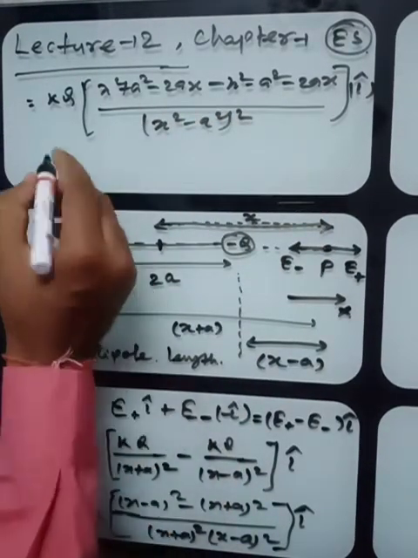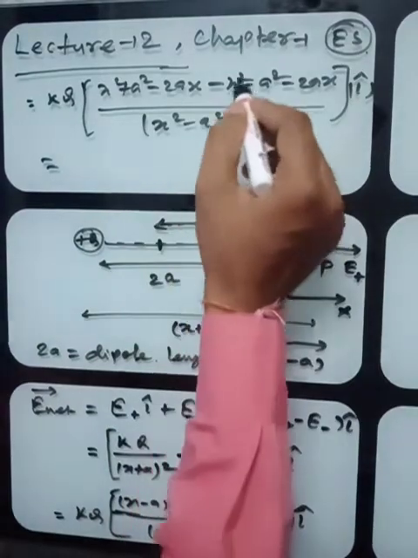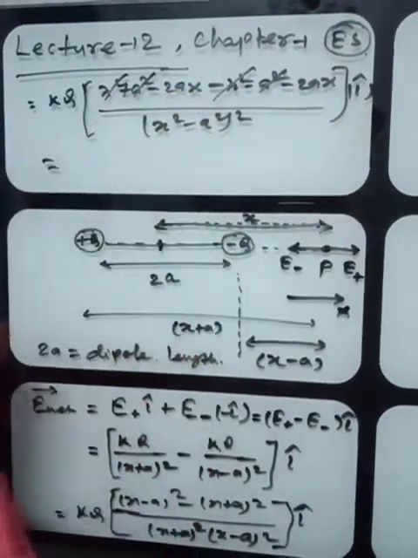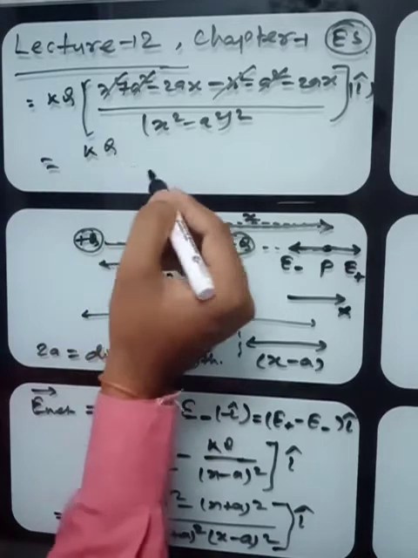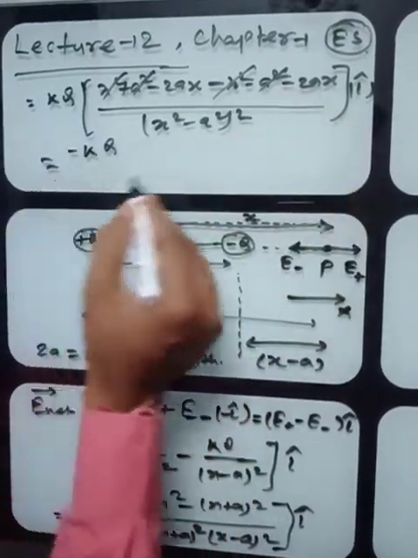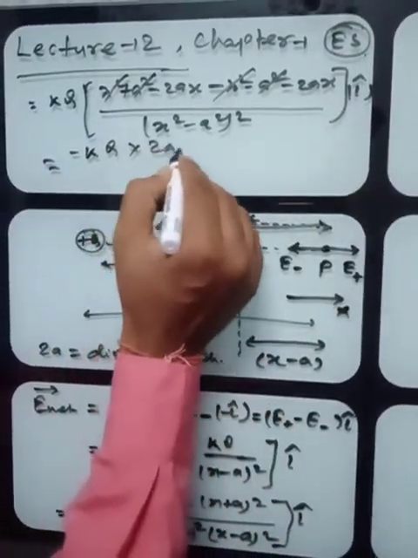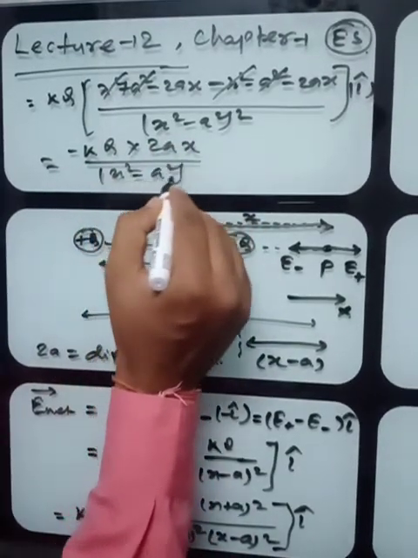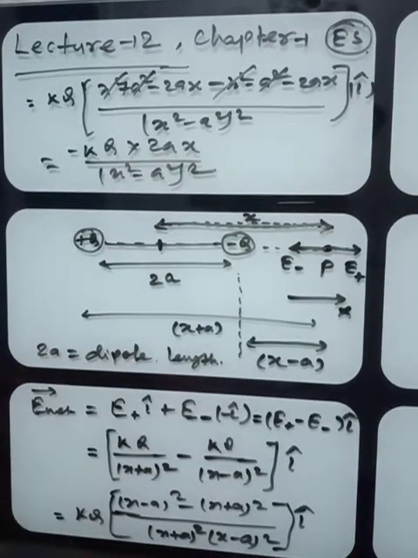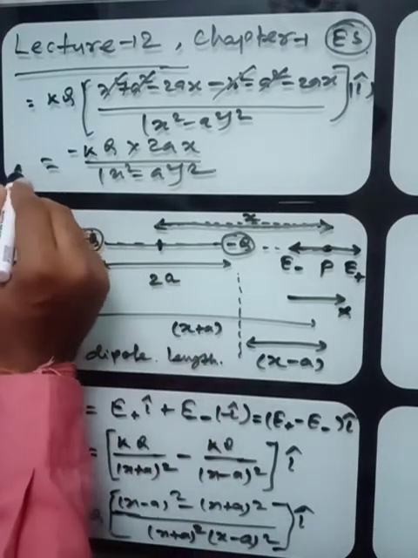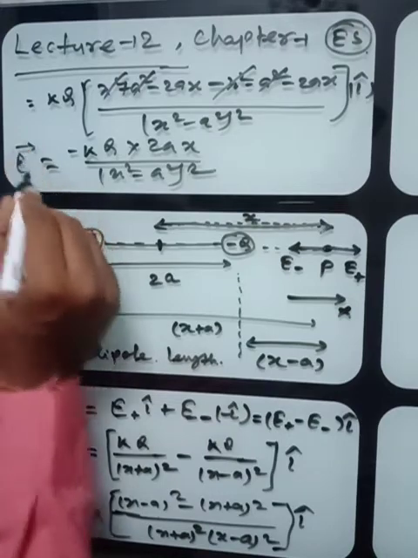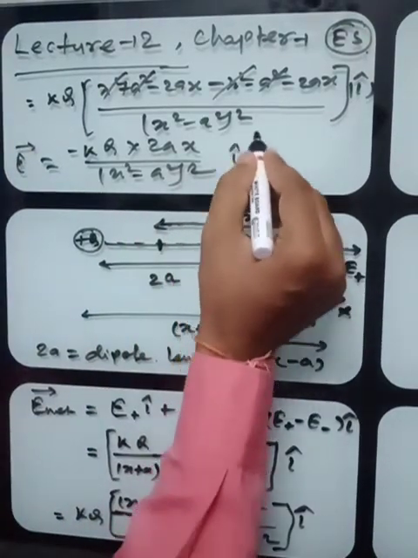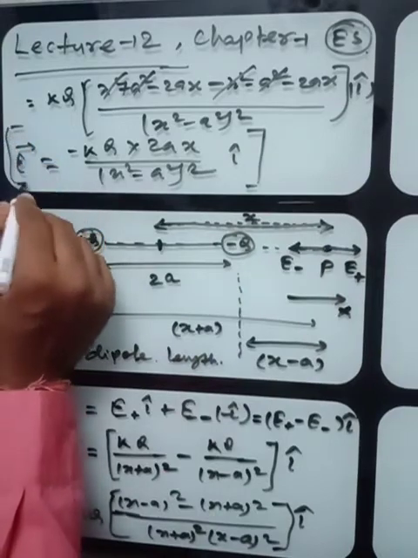I hope you are getting it. Next, we cancel out x square and a square, and we get kq times minus twice ax, over x square minus a square whole square, since x plus a times x minus a is x square minus a square. This is nothing but the net electric field with the direction i cap. So this is the electric field.